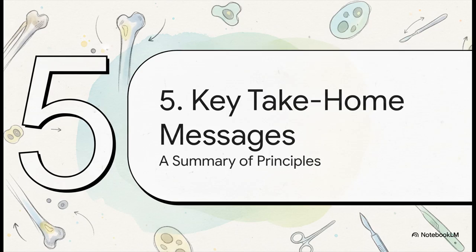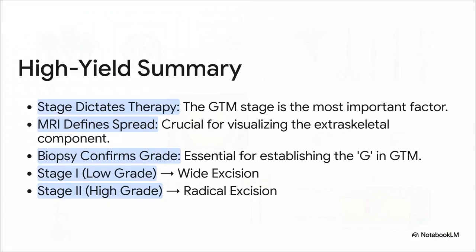All right, let's wrap this up by consolidating everything into the most critical, high-yield points. If you remember nothing else, remember these principles. They will guide you through any complex case. Okay, here we go. Number 1, stage dictates therapy. The GTM stage is your roadmap, always. Number 2, MRI is your best friend for defining soft tissue spread. It's absolutely crucial. Number 3, the biopsy is the final word. You need that histology to confirm the grade.